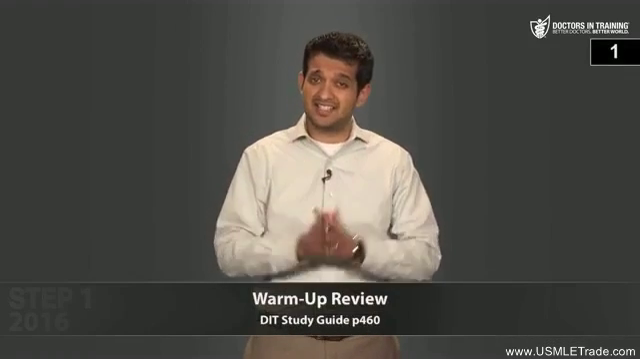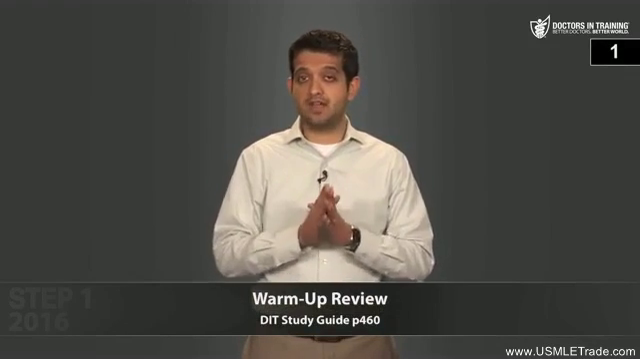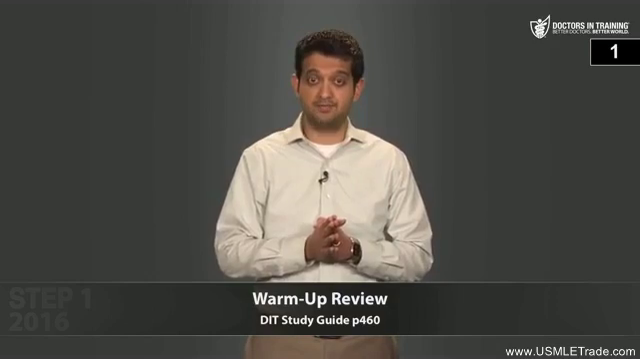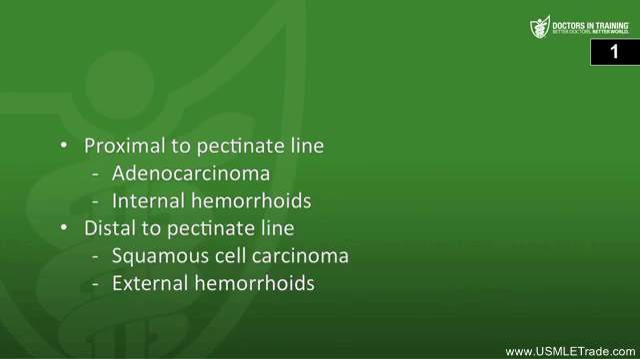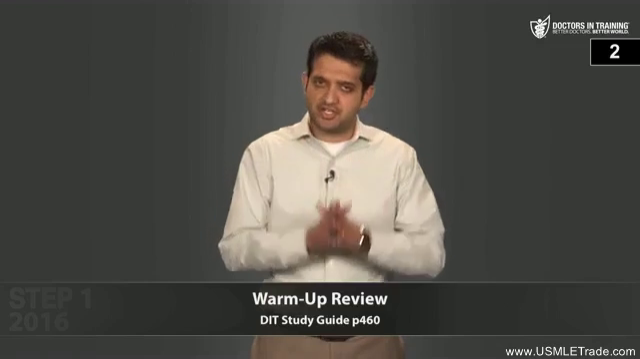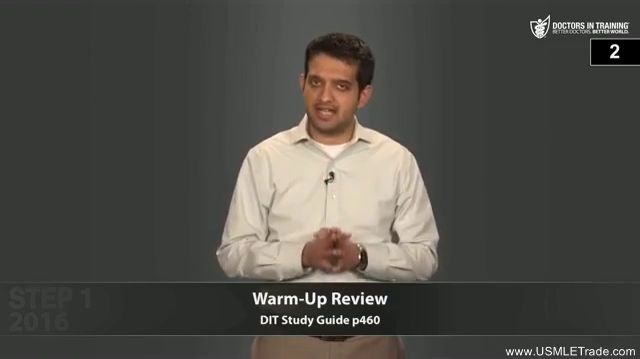What rectal diseases are found proximal to the pectinate line, and what diseases are found distal to the pectinate line? So proximal to the pectinate line, you can see adenocarcinoma. So we're talking here about colorectal cancer and then also internal hemorrhoids. And then distal to the line, you can see squamous cell carcinoma, which would be anal cancer, and also external hemorrhoids.